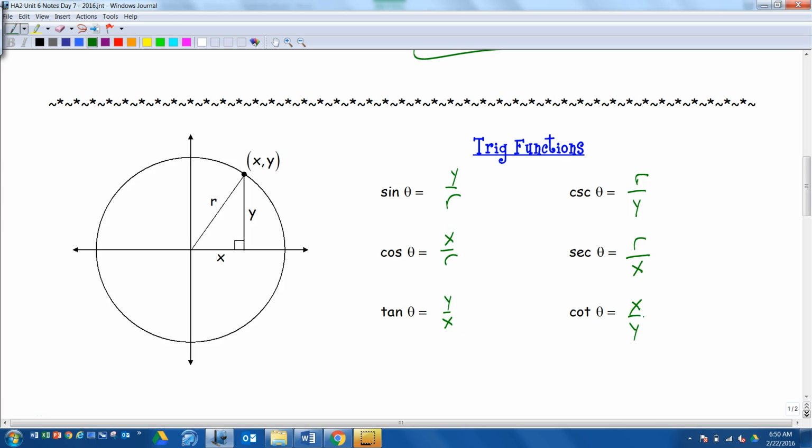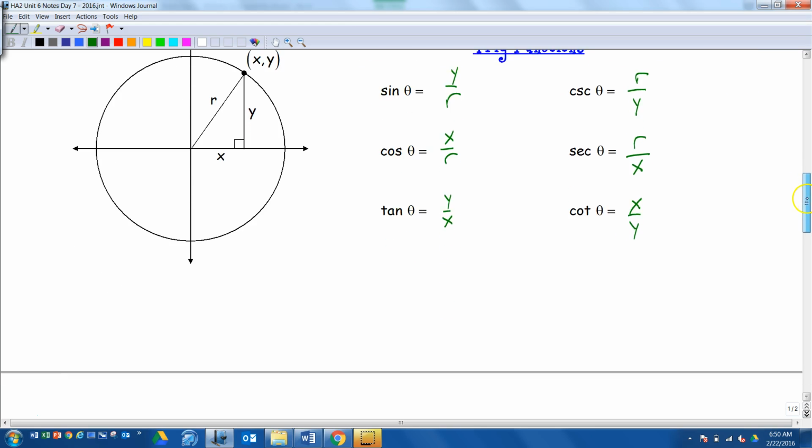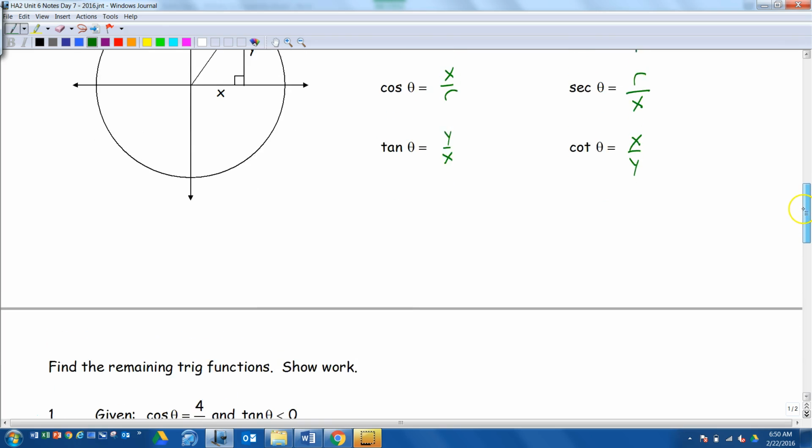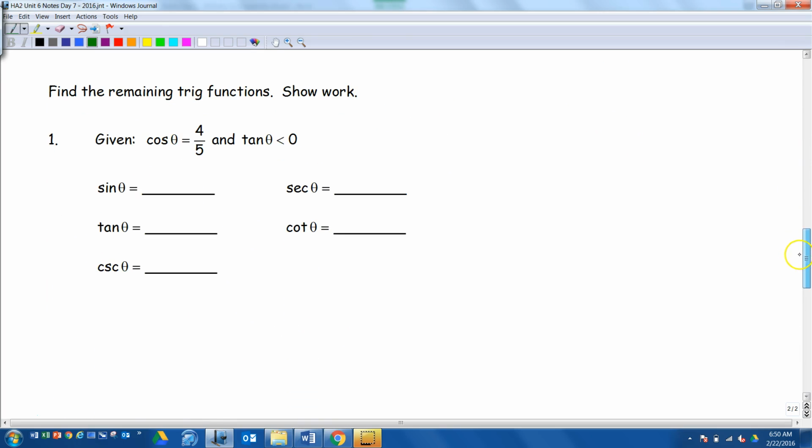Okay, so those are the 6 trig functions we're going to be working with. So if you know sine, cosine, tangent, you know the other 3. You just flip them around. So let's do some problems with this.